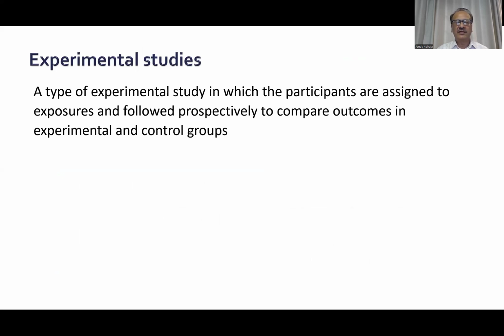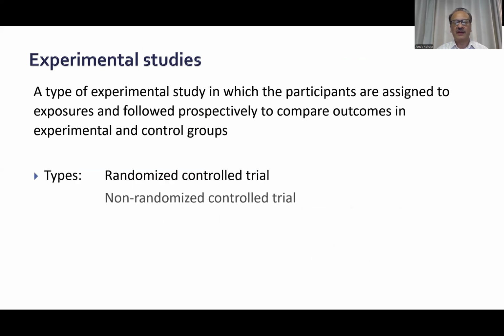The experimental studies are the studies in which the participants are assigned to exposure and followed prospectively to compare outcomes in the experimental group versus control groups. As I said earlier, it is divided into randomized controlled trial and non-randomized controlled trial, but there are also other types, such as small trials. We'll talk about these trials later on when we're discussing clinical trials.